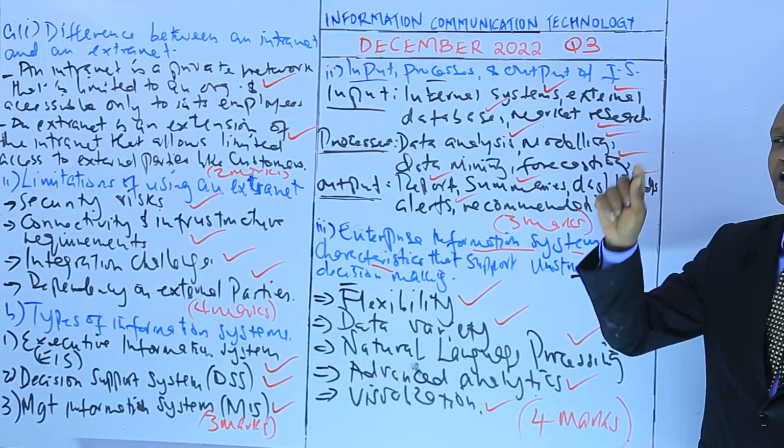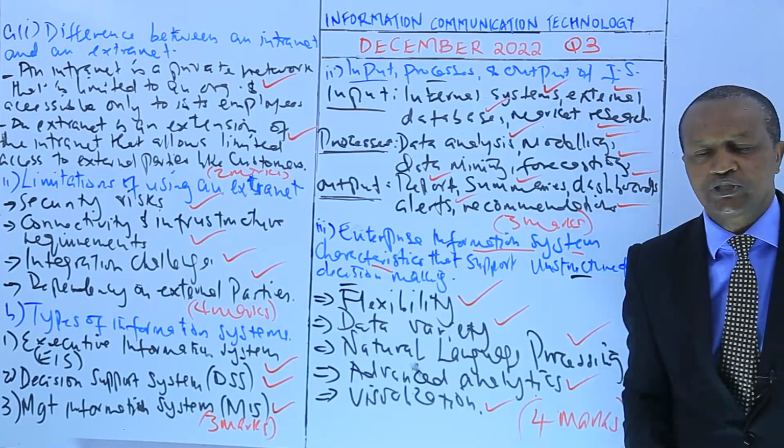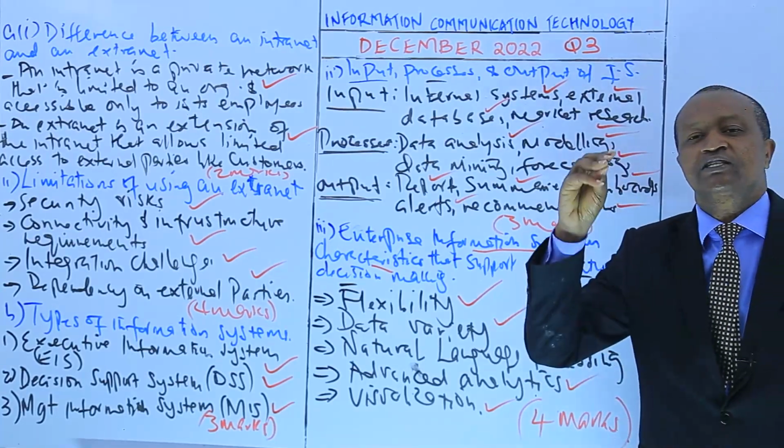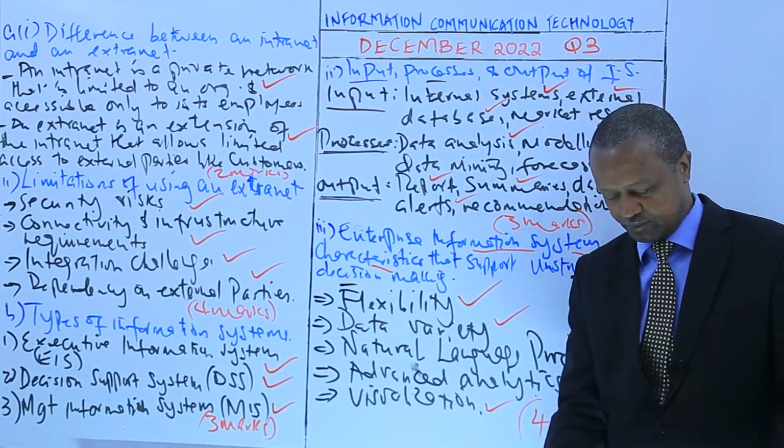So those are 4 examples of information systems that support unstructured decision making. Number 1, text analytics systems. Number 2, business intelligence dashboards. Number 3, the content management systems. And number 4, social media analytics tools.